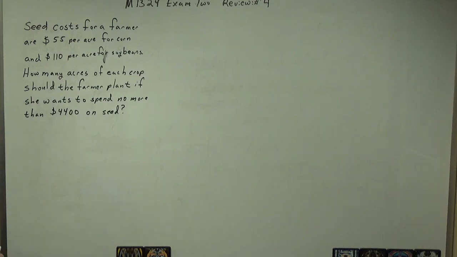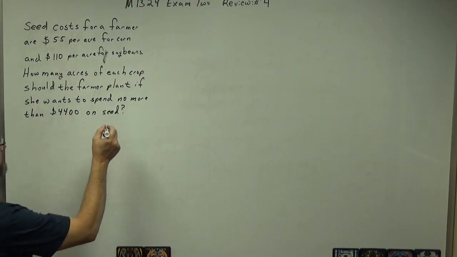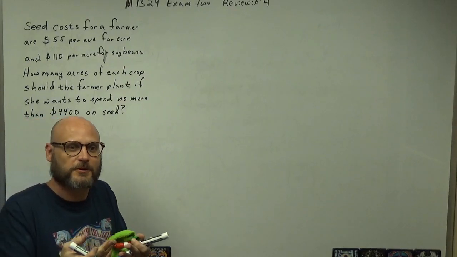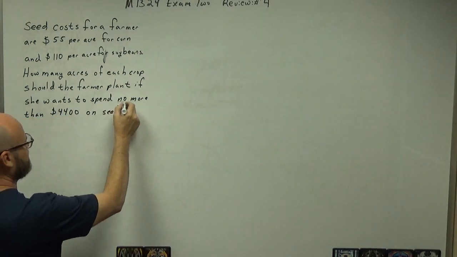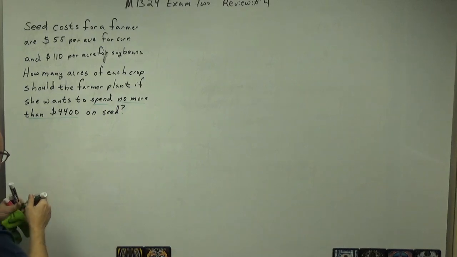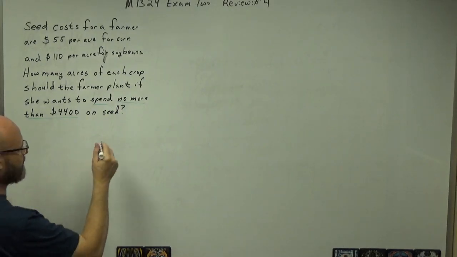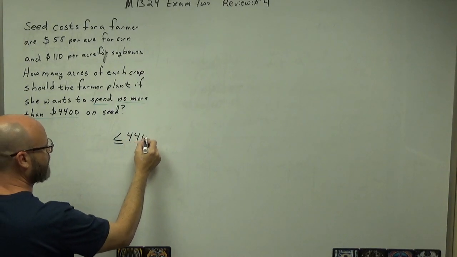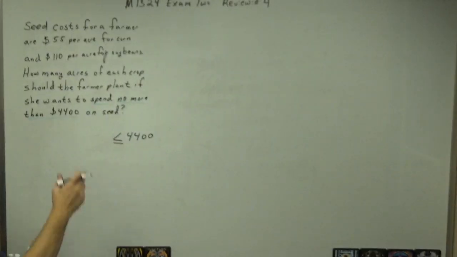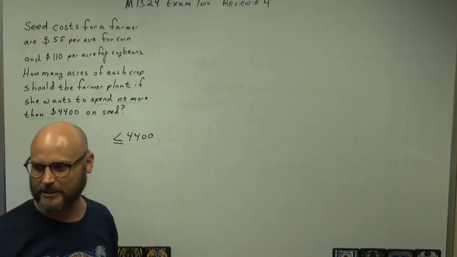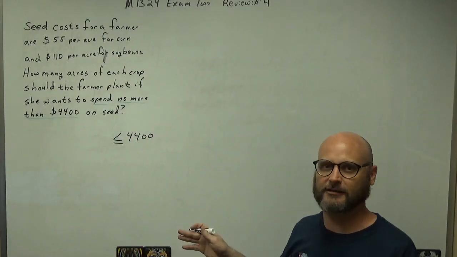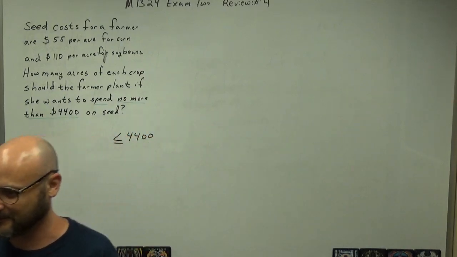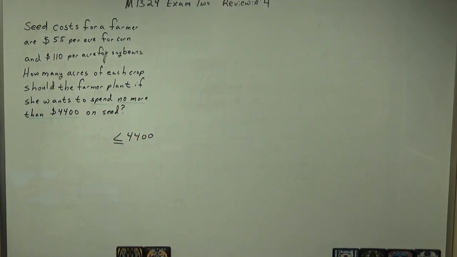What I wanted to point out, first of all, is it says you want to spend, and this is where I see people get this part wrong, you want to spend no more than $4,400. Right away, whatever my inequality is, it's going to be less than or equal to $4,400. It just told you no more than $4,400, and the rest you could probably figure out by trial and error. And then it told you to let x be the number of acres planted with corn and y the number of acres of soybeans.